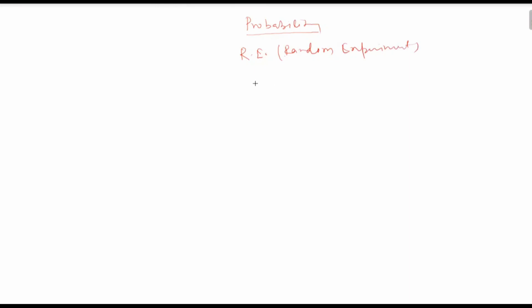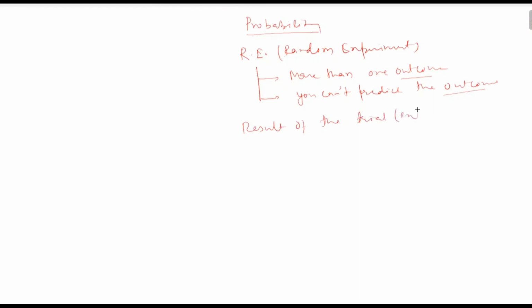In a random experiment, there will be more than one outcome. Anything which is called a random experiment has more than one outcome, and the outcome is not known prior. So basically, you cannot predict the outcome. This is what makes it a random experiment. Quickly, what is the outcome? The result of the trial or experiment is what we call the outcome.